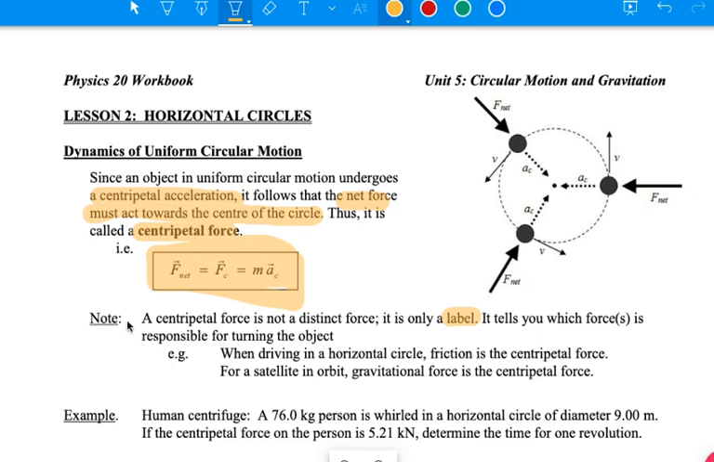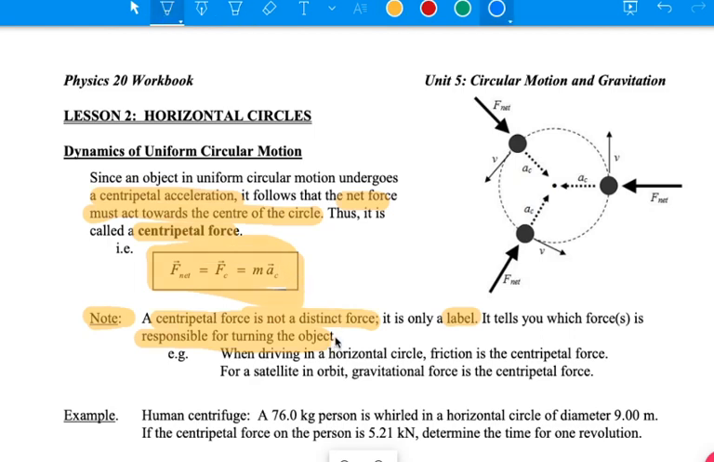Take this note into mind. This is important. It's not a new type of force. It's a new label for forces that we already have when they are acting as this force towards the center in the same direction as our centripetal acceleration. So it's not a new distinct force, it's only a label. It is going to tell you which force is responsible for this centripetal acceleration, or for turning the object.